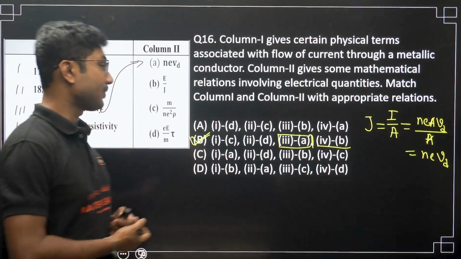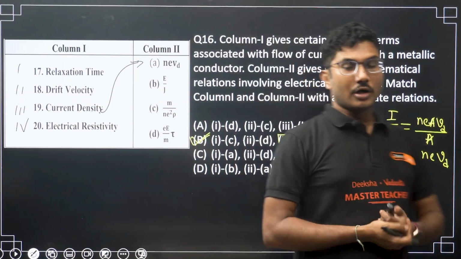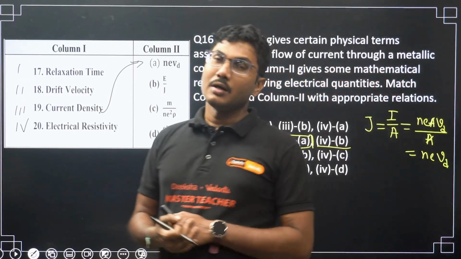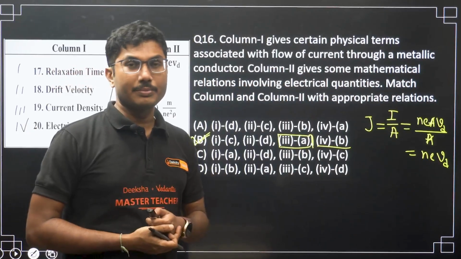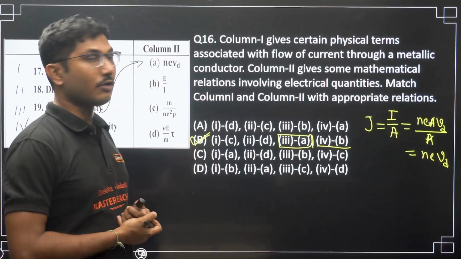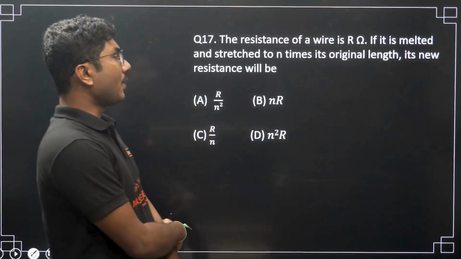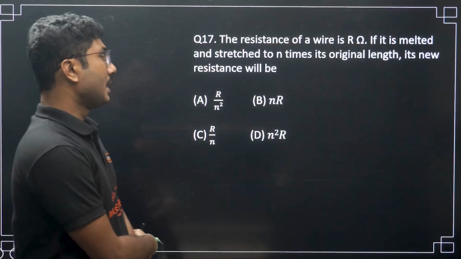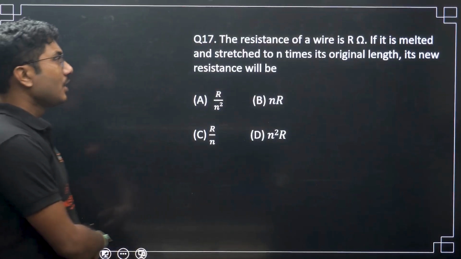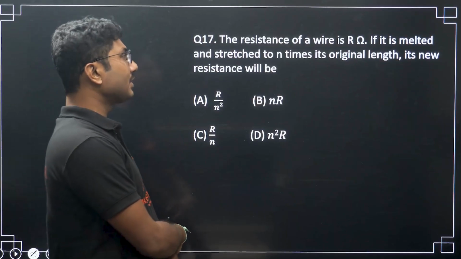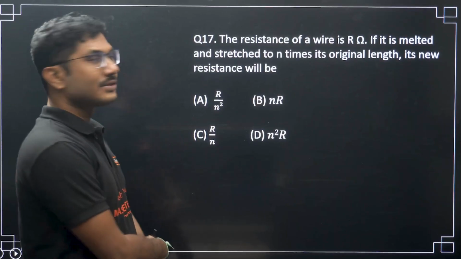Now, match the following questions are a new addition to your previous year question bank and model question paper. So be prepared if you see some of the match the following questions coming your way. The resistance of a wire is R ohm. If it is melted and stretched to n times its original length, the new resistance will be.